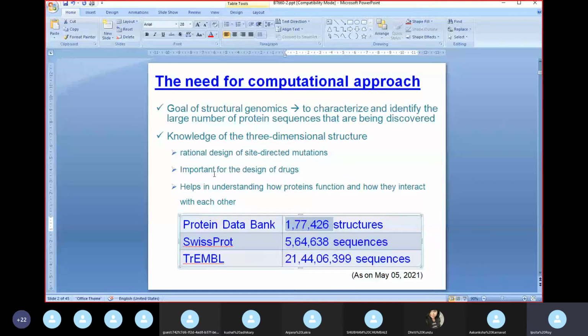It's also important for the design of drugs. It also helps you understand how other proteins interact with your target protein. So ultimately, everything has to be checked experimentally, but it narrows down how many experiments you need to do.